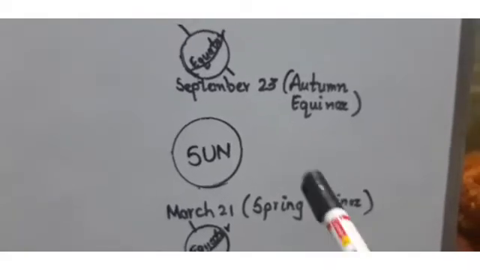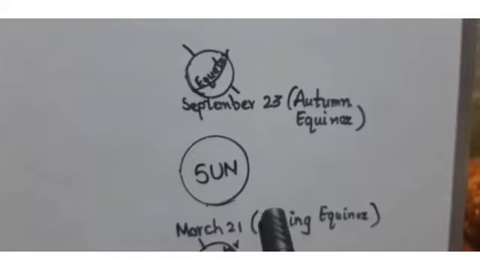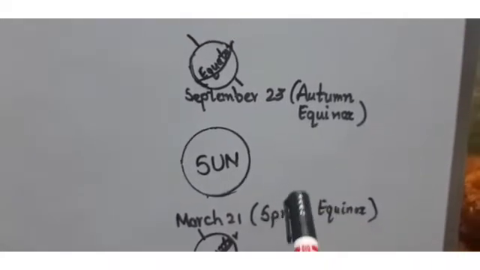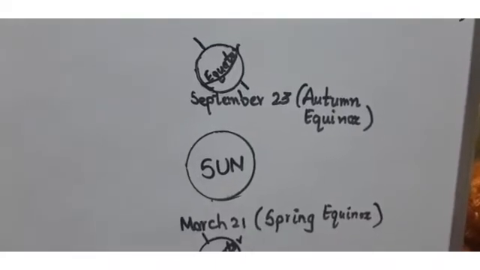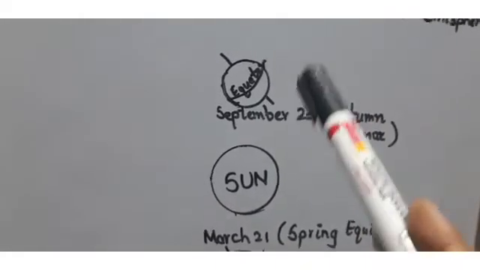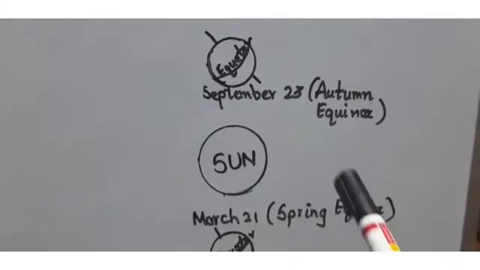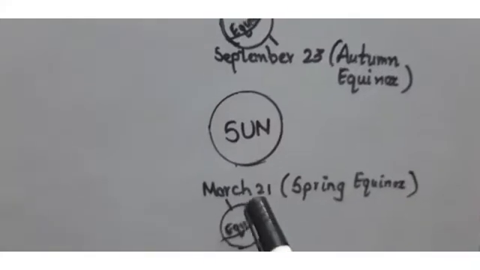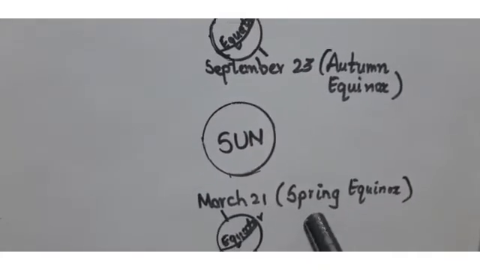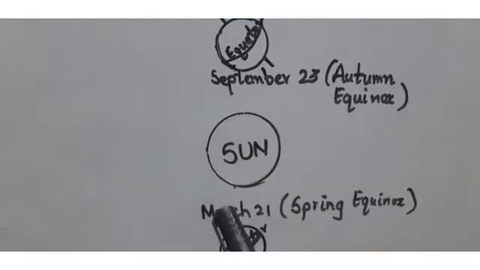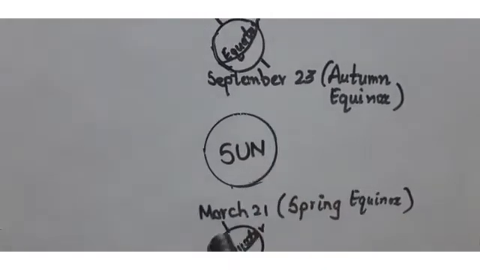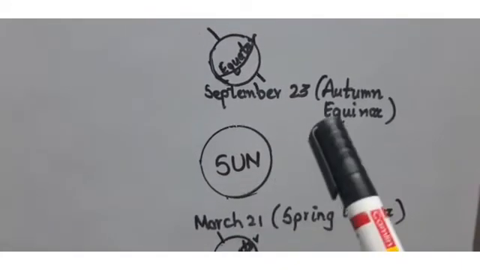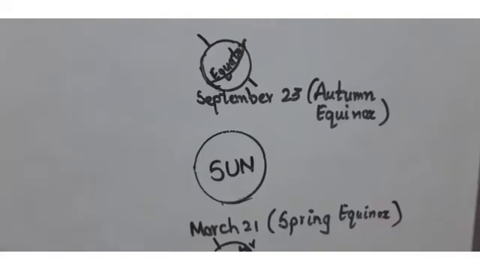At this point of time, one is autumn season and the other is spring season, and during these seasons it is neither hot nor cold. September 23 is known as autumn equinox, and March 21 is known as spring equinox. On these two days, September 23 and March 21, the days and nights are equal.